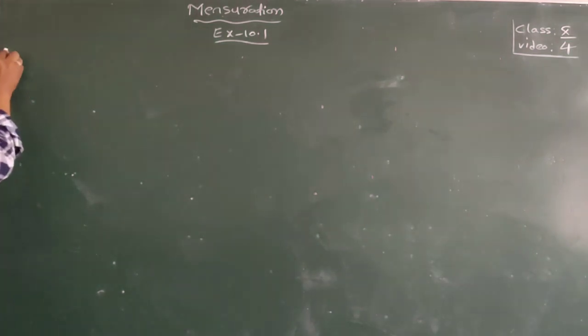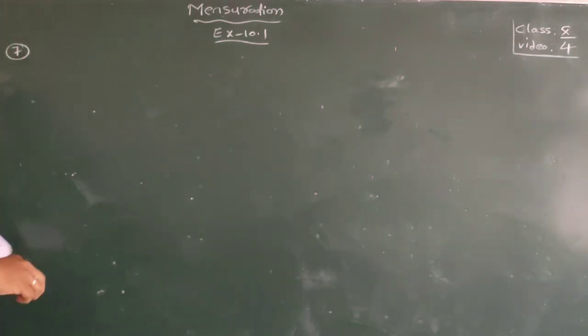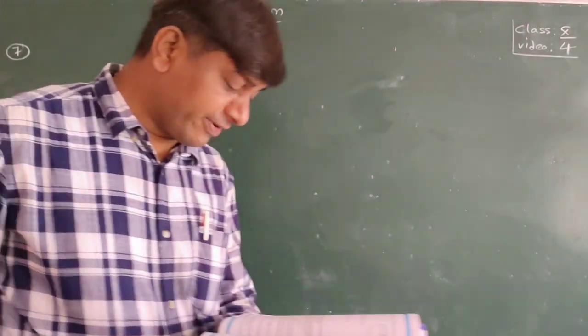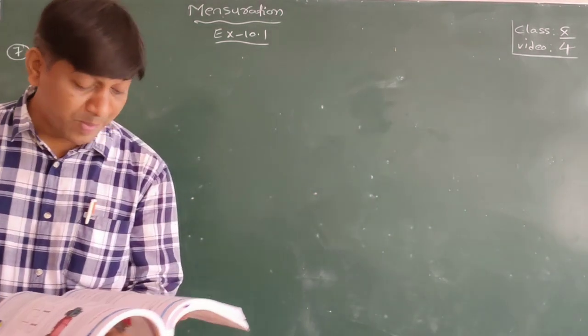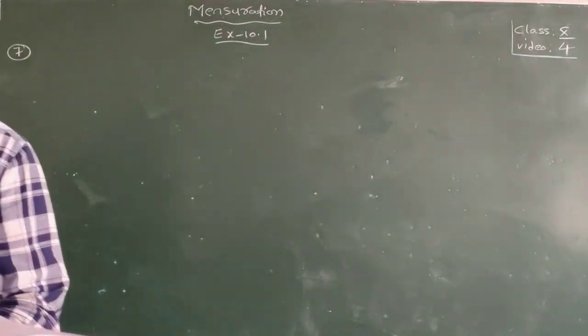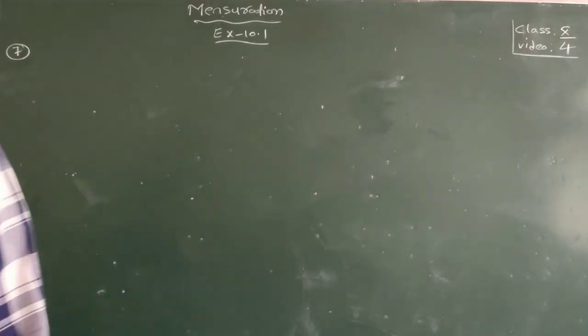Next, seventh question. A heap of rice in the form of a cone of diameter 12 meters and height 8 meters. Find its volume. How much canvas cloth is required to cover the heap? Canvas cloth also they asked.